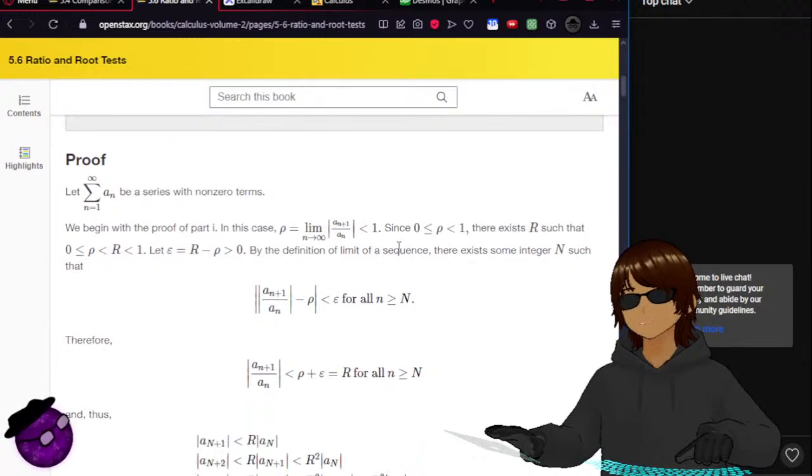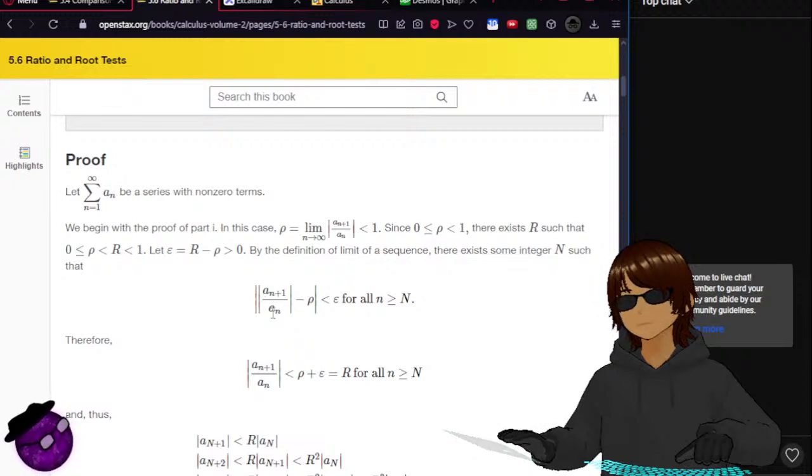Since p is between 0 and 1, there exists R such that p is between 0 and R. Let epsilon be equal to R minus p, which is more than 0. By the definition of the limit of a sequence, there exists some integer N such that the absolute value of a(n+1) over a(n) minus p is less than epsilon for all n greater than N.